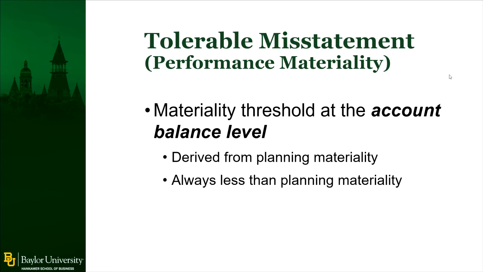And so when we set tolerable misstatement, it's going to be derived from planning materiality, that overall materiality amount. It's always less than that amount, usually, and this is based on judgment, between 50 and 75% of that level. So let's say our overall materiality level is $10,000, then tolerable misstatement is going to vary between $5,000 and $7,500 depending on the account.